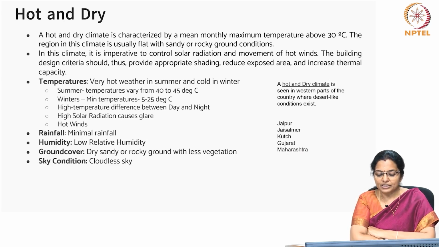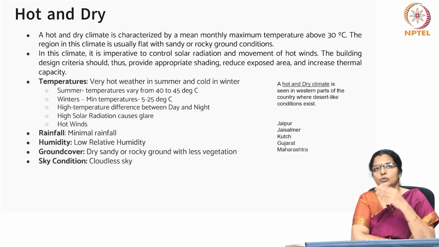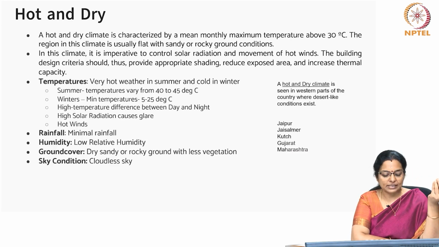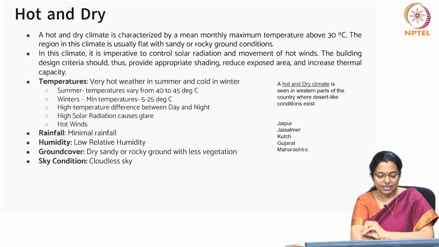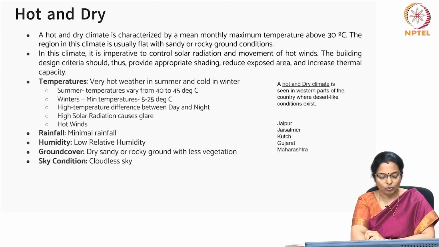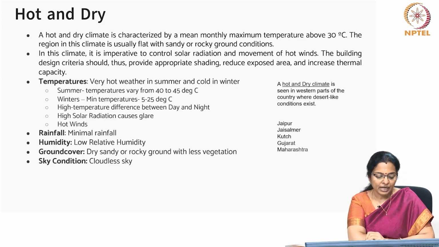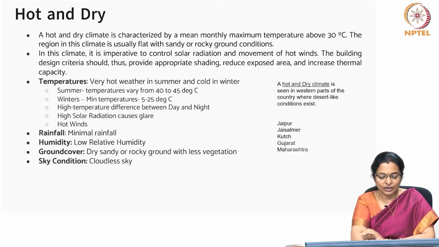High temperature difference between night and day exists. High solar radiation causes glare. The winds are extremely hot drafts. There is very minimal rainfall. So you can imagine it's very hot, it's very dry, and there is very little precipitation. There is very low relative humidity, and ground cover is primarily dry, sandy or rocky ground with less vegetation. The sky condition is cloudless sky.